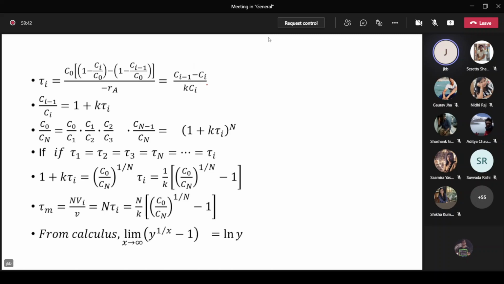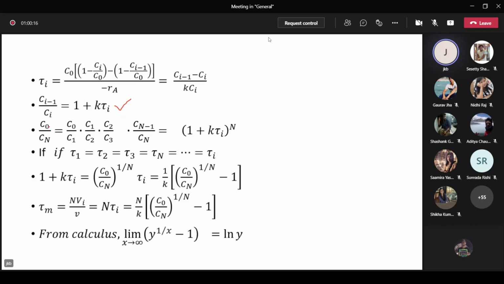That is for the first reactor. You write this equation first, and simplify it further to the CAI by CI ratio. Now this ratio is 1 plus k tau I for the ith reactor. So for the first reactor it is C0 by C1, second reactor C1 by C2, third reactor C2 by C3, and for the nth reactor Cn minus 1 by Cn.